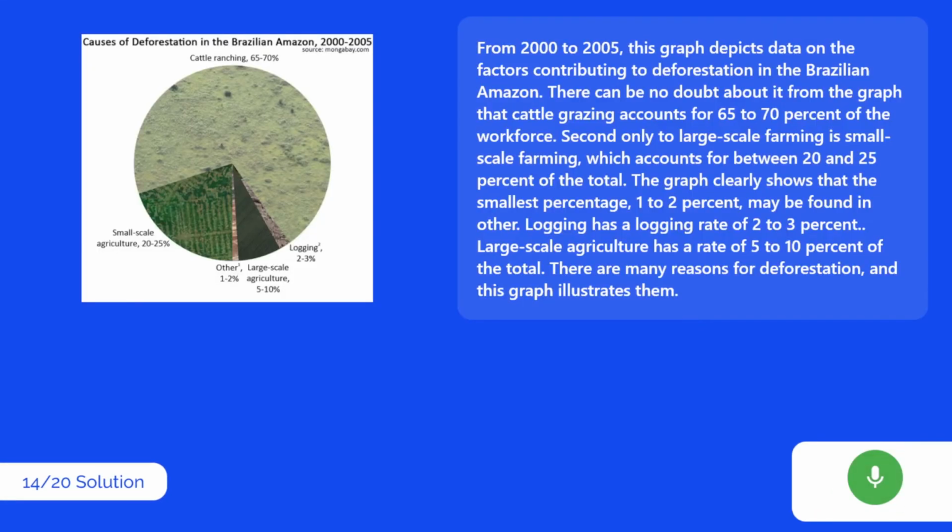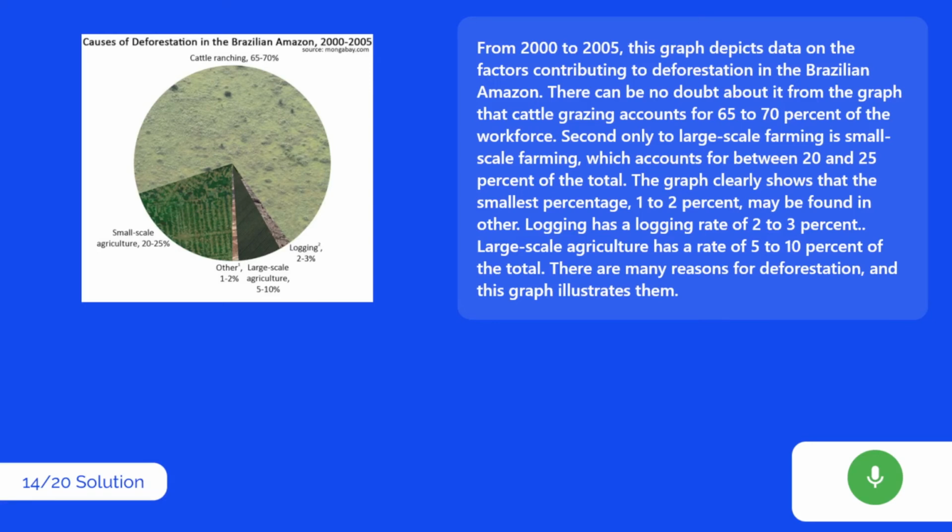From 2000 to 2005, this graph depicts data on the factors contributing to deforestation in the Brazilian Amazon. There can be no doubt from the graph that cattle grazing accounts for 65 to 70% of the total. Second only to cattle grazing is small-scale farming, which accounts for between 20 and 25% of the total.